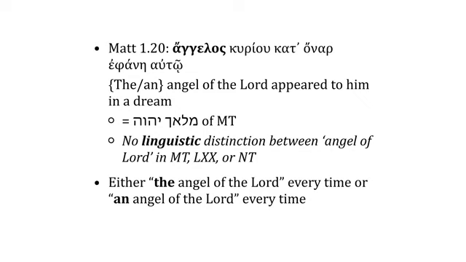We have a number of these instances in the New Testament, and we have a number of them in the Old Testament as well. Here we have either an angel of the Lord or the angel of the Lord appeared to him in a dream, to Joseph, saying, "Don't be afraid to take Mary as your wife." And it's almost universally translated as an angel of the Lord.